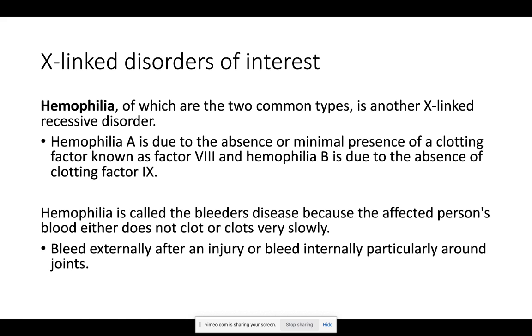If they are subject to minor trauma, such as external trauma, falling, they can have bleeding around the joints. So they can bleed externally from a cut, or they can have bleeding around the joints, and that can cause severe problems as well.